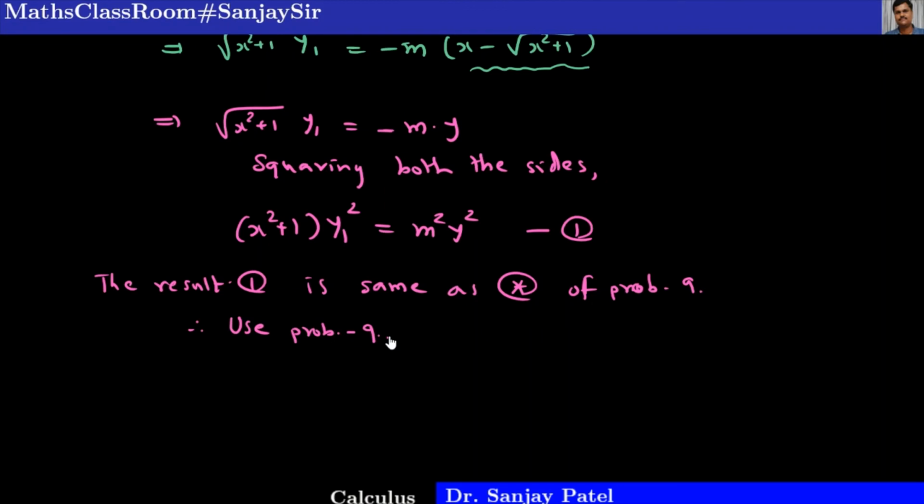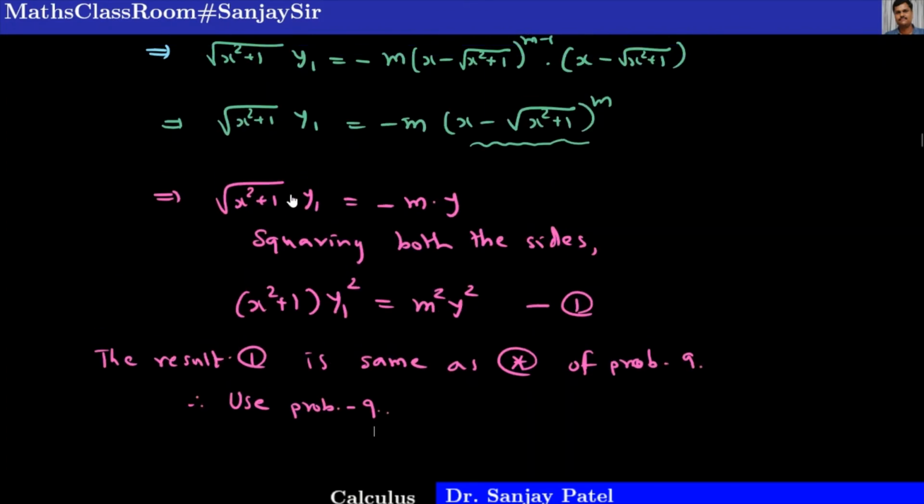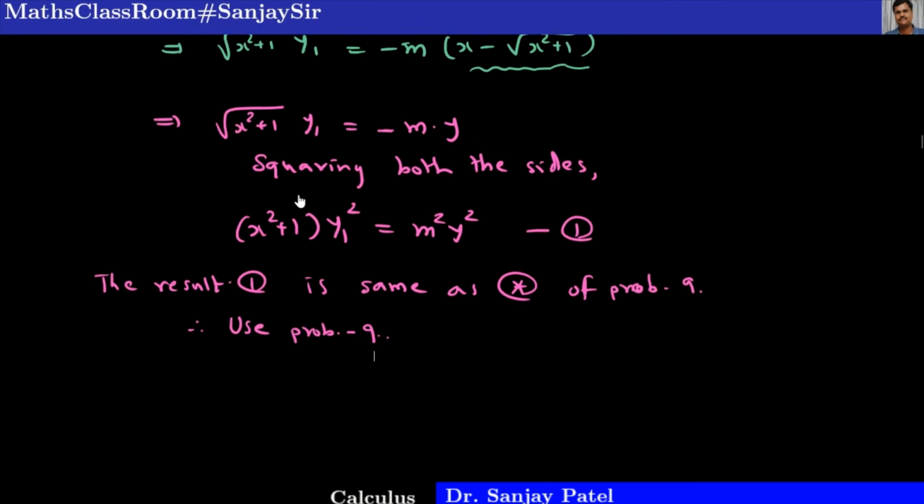So in this lecture we have seen how to find the nth derivative and solve related problems of the function y is equal to (x plus square root of x square plus 1) raised to m. In the next lecture, we are going to solve some difficult problems based on Leibniz theorem, some special problems which we can solve using Leibniz theorem. So thank you.